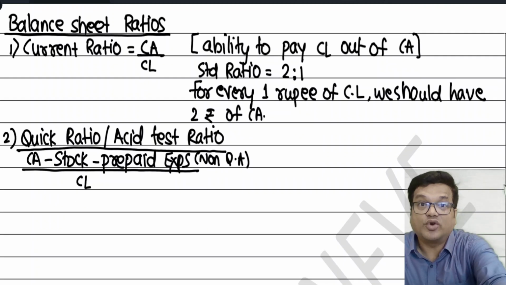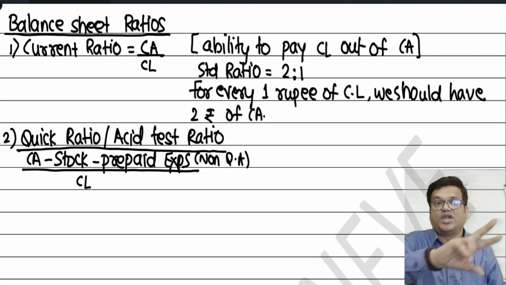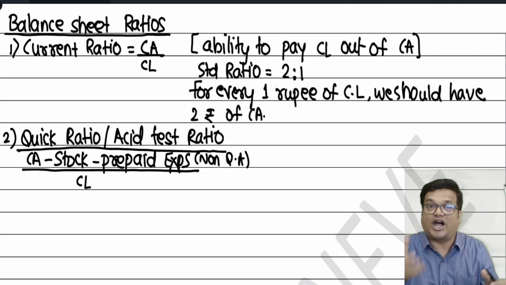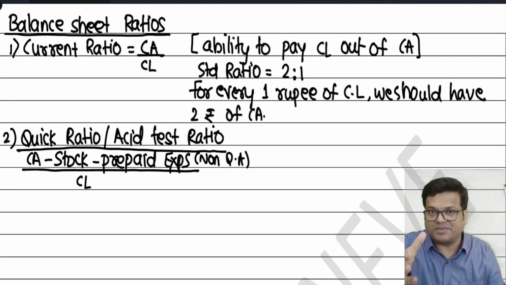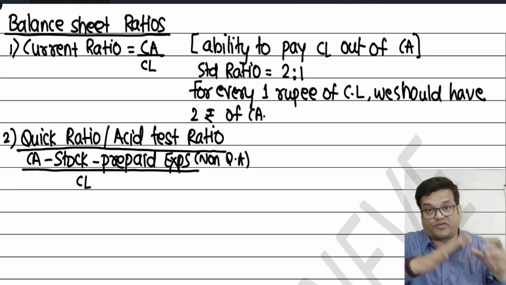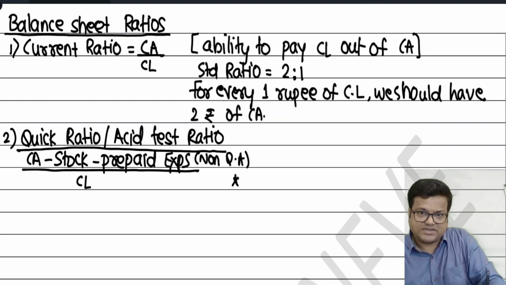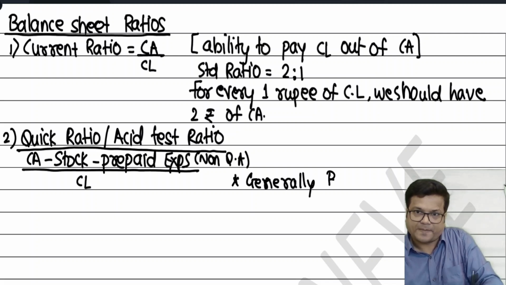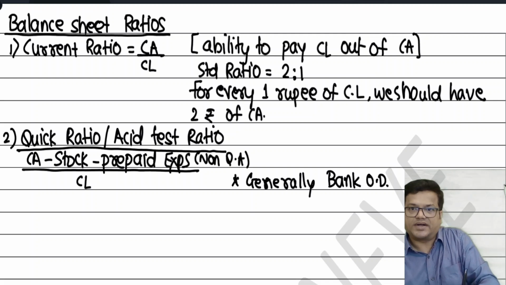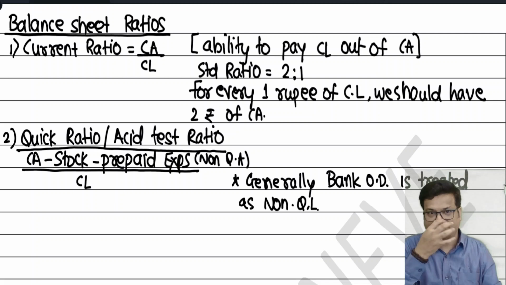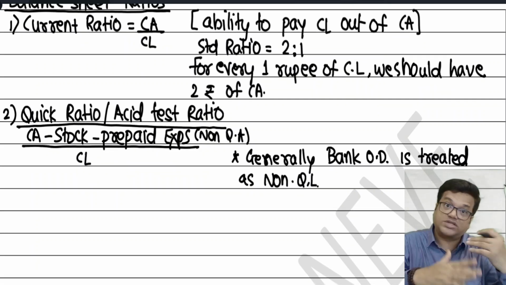So that's why, if I want to make a very strong comparison, what I will have to do from current assets, I remove stock, I remove prepaid expenses. Then I come to know how much current assets minus stock minus prepaid expense, which means how much quick assets I hold from which I can pay my current liabilities. Okay, here what happens is generally bank overdraft is treated as non-quick liability.